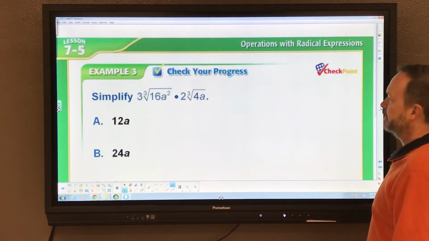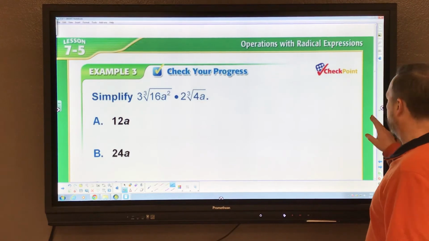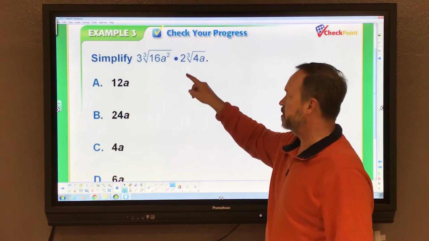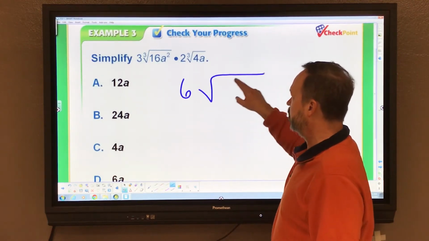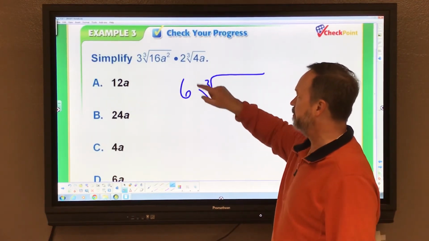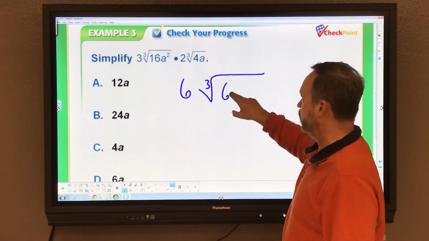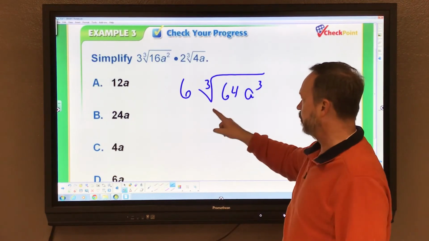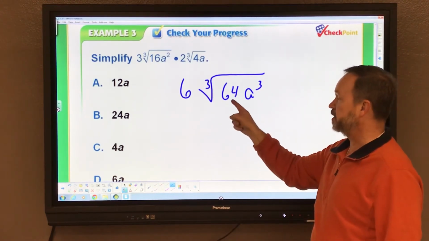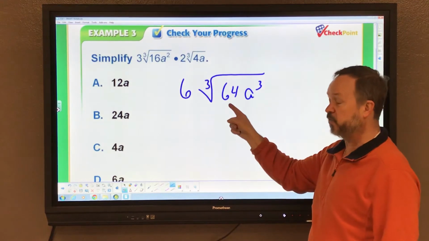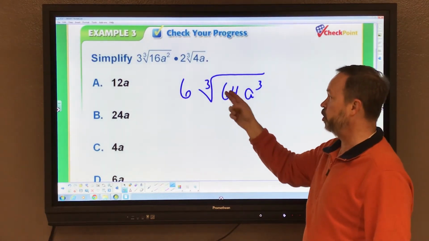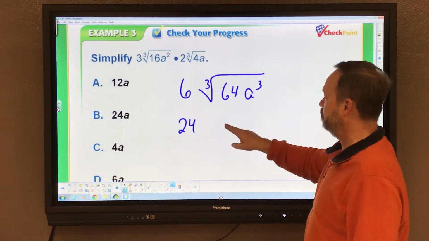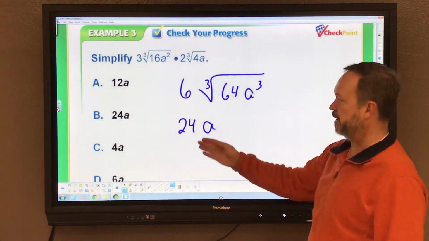58. Now the cube rooty problem. Coefficients, 6. And then the cube root of 16 times 4, which is 64. And a squared times a, which is a cubed. And that works out real nice because those are both cubes. Because that's 4 cubed. 4 times 4 times 4 is 64. So you do the cube root of 64, you get 4, makes that 24. And then the cube root of the a cubed would be a, so it's 24a, making the answer B.